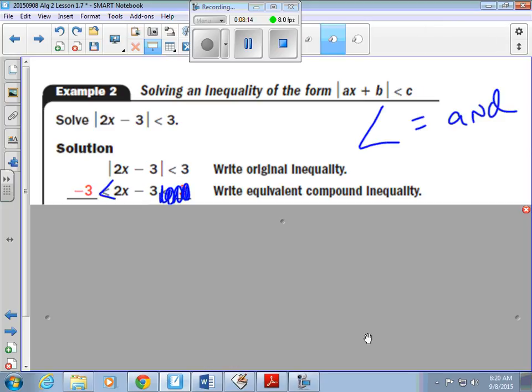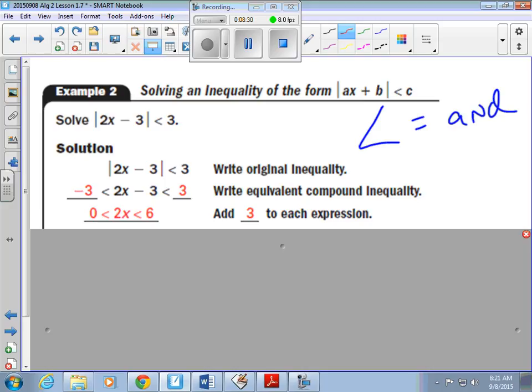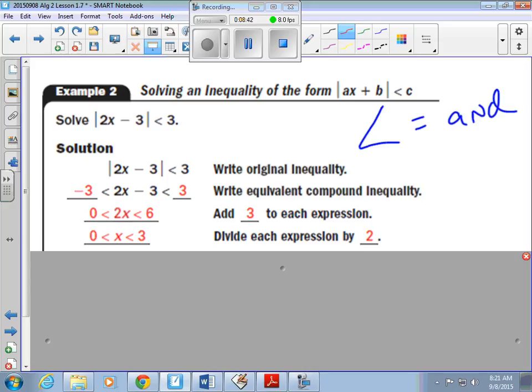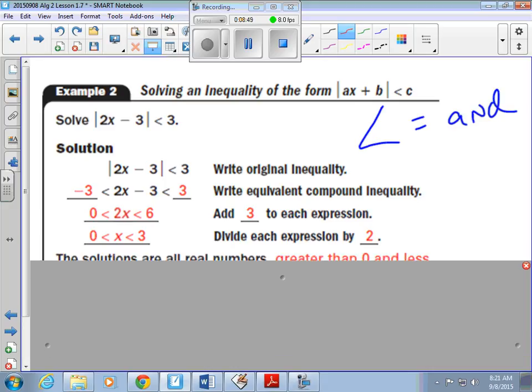Again, sometimes it helps students to write it as two separate ones. So now you just have a simple compound inequality. I know that kind of contradicts it, but it's a compound inequality. Undo minus 3 by adding 3 to the left, the right, and the middle. It leaves you with 0 is less than 2x is less than 6, and then divide by 2 on the left, the right, and the middle. 0 divided by anything is 0, cancels out in the middle. 6 divided by 2 is 3. So 0 is less than x is less than 3.